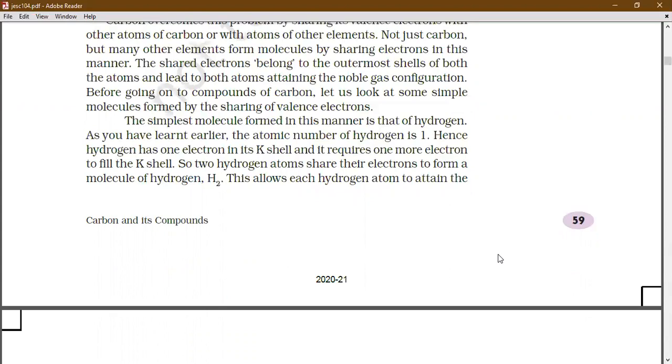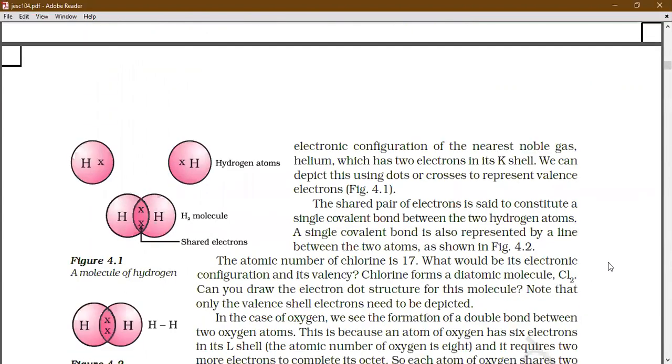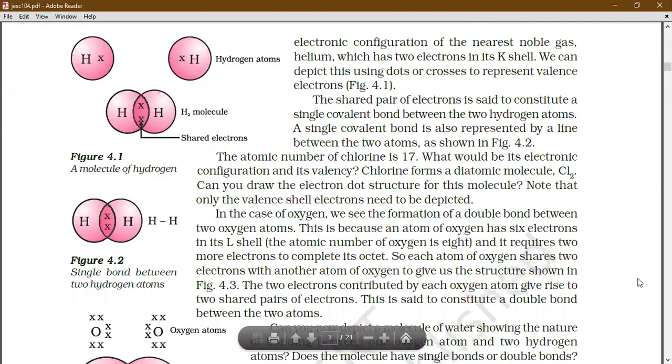This allows each hydrogen atom to attain the electronic configuration of the nearest noble gas, helium, which has 2 electrons in its K shell. We can depict this using dots or crosses to represent valence electrons. The shared pair of electrons is said to constitute a single covalent bond between the 2 hydrogen atoms. A single covalent bond is also represented by a line between the 2 atoms, as shown in figure 4.2.